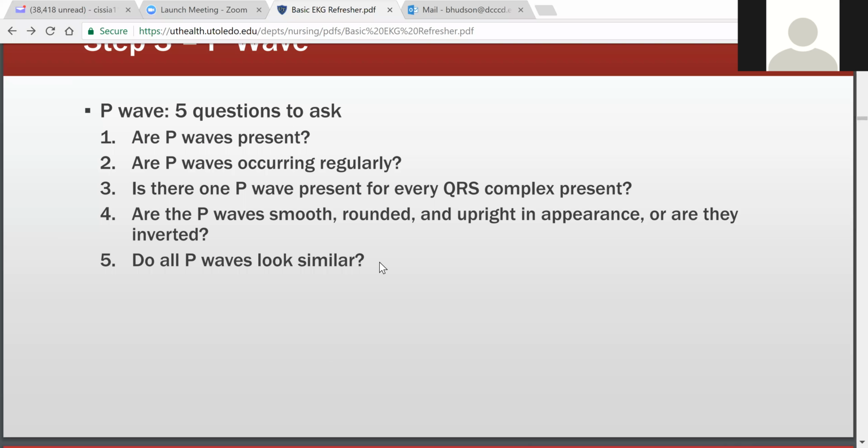So when you're looking at the P wave, these are questions you're asking. Are they present? Are they occurring regularly? Is there one in front of every QRS complex? Are they smooth, rounded, and upright in appearance, or are they inverted? Basically, if it was inverted, instead of being rounded, it would be like a spoon. As if you hold a spoon, the rounded portion would be below the isoelectric line. So do they all look the same?